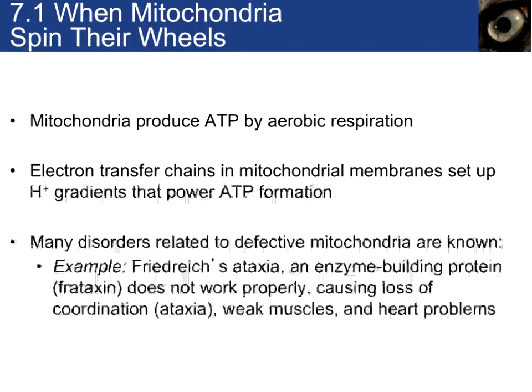So mitochondria produce ATP by aerobic respiration. Electron transfer chains in mitochondrial membranes set up hydrogen gradients, pretty much very similar to the same thing that we saw in photosynthesis with a hydrogen gradient. And these hydrogen gradients power ATP formation.